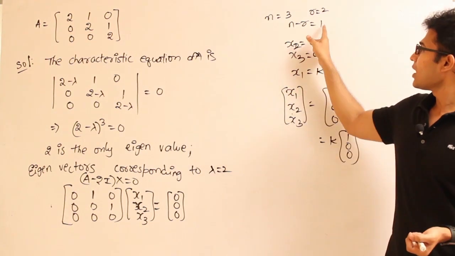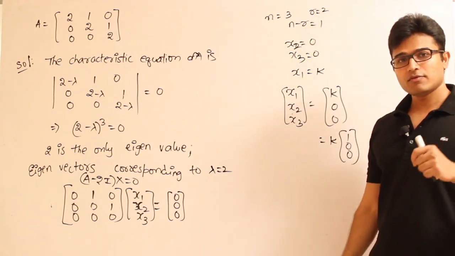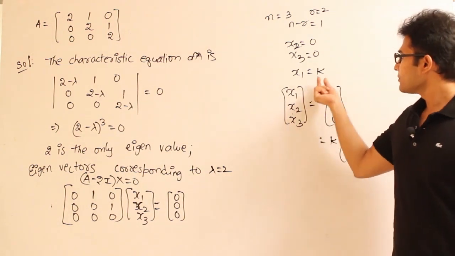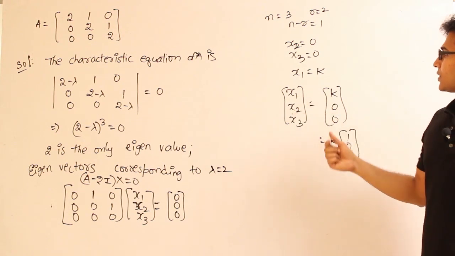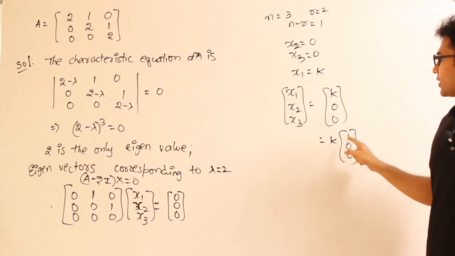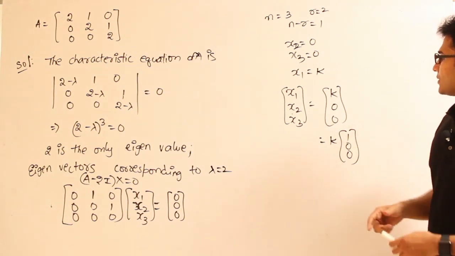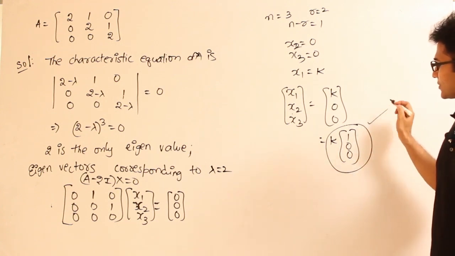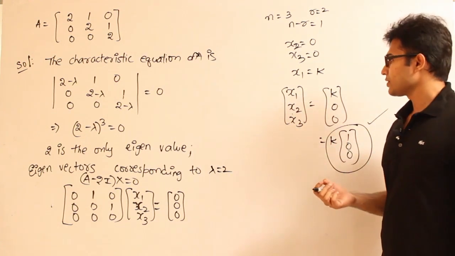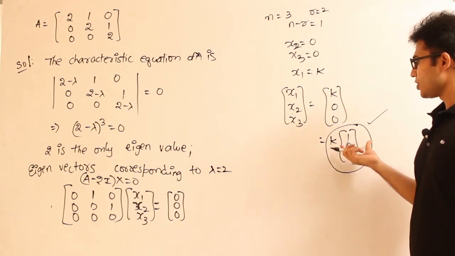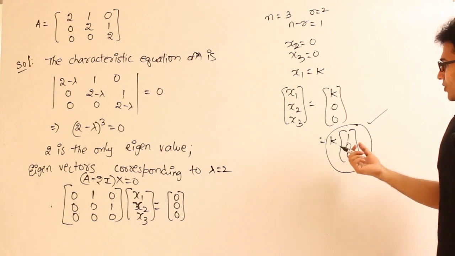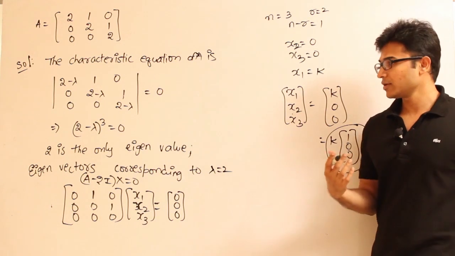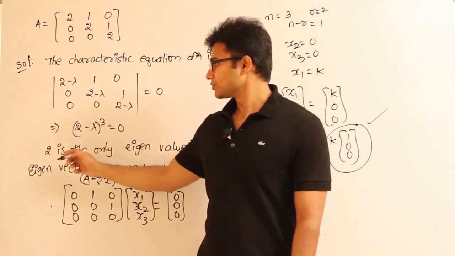Okay, and the only one remaining is x1. For that x1 I am going to assign some random value, because x1 is the unknown there. So let me put x1 equal to k. Then x1, x2, x3 happens to be k 0 0. If you pull out k, I get k times 1 0 0. What does it mean? The set of all eigenvectors corresponding to lambda equal to 2 is this. There are an infinite number of eigenvectors, and all the eigenvectors will be of this form. If you put k equal to 1, we get this. If you put k equal to 10, we get 10 0 0. These are all the eigenvectors corresponding to the eigenvalue 2.